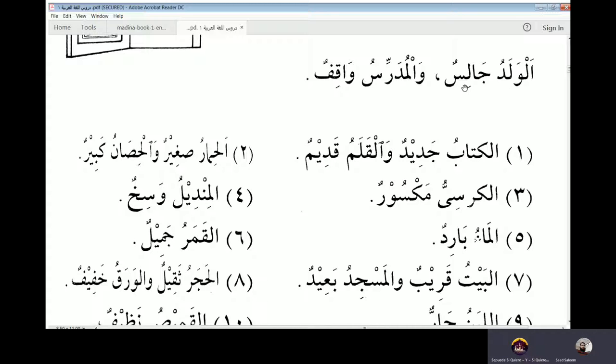Al-waladu jalisun wal-mudarrisu waqifun. The boy is sitting and the teacher or professor is standing. Good.